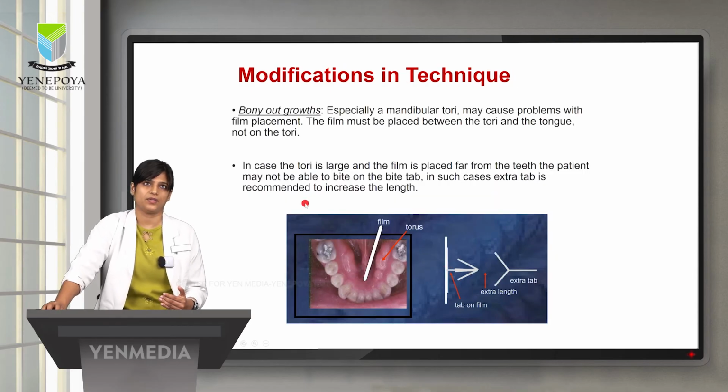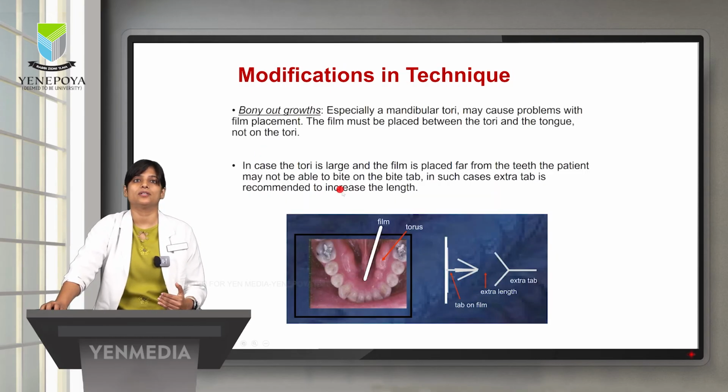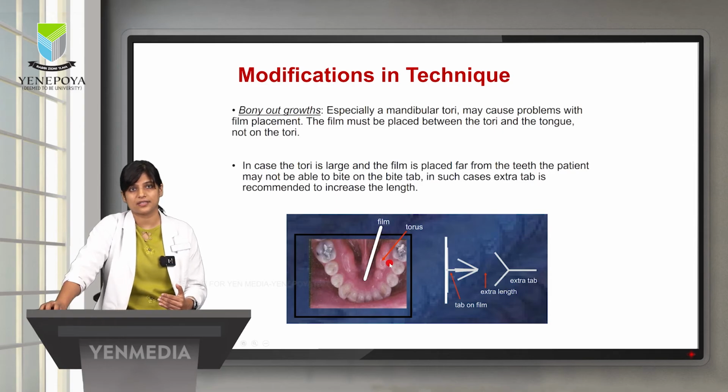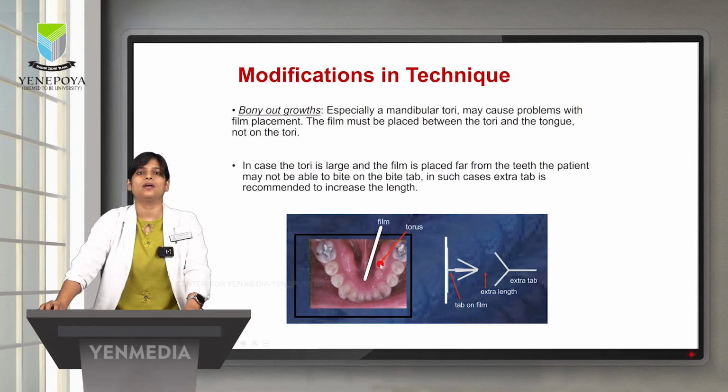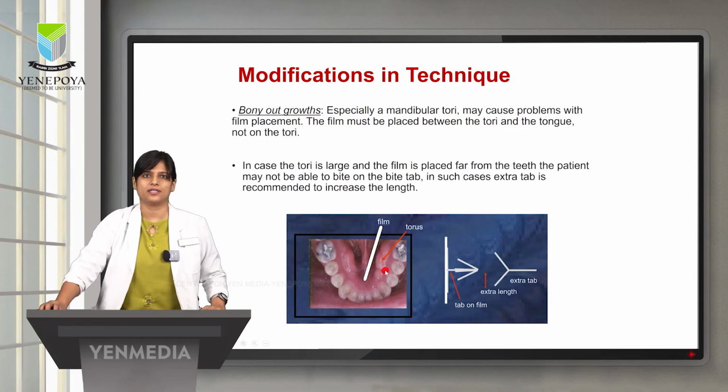Next one, in case of a mandibular tori, what is it? That is basically a bony outgrowth. You can clearly see in the image over here on the lingual aspect, you can see a tori. So what do we do in such a case? Do not place the film on the tori. Okay, it's better to place the film between the tori and the tongue.